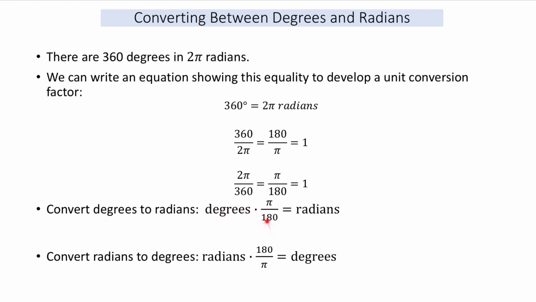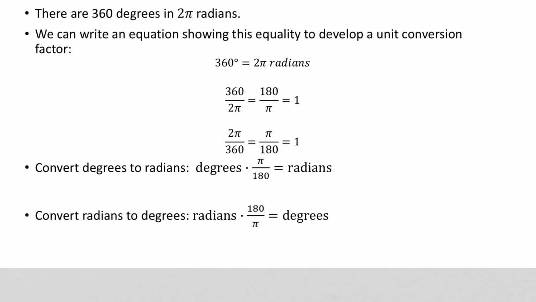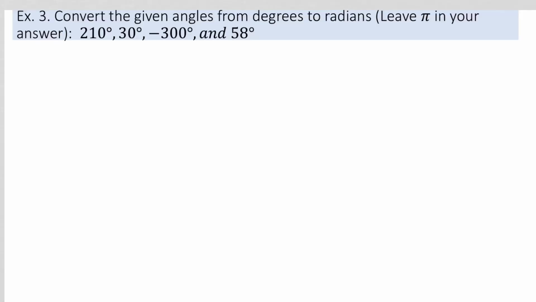All right, so degrees would cancel. So if you start out with the radians and you want to end up with degrees, you flip the conversion factor. So you'd have radians and radians, which would cancel, and you'd end up with degrees on the right. So in this example, we're going to convert from degrees to radians and leave pi in our answer.